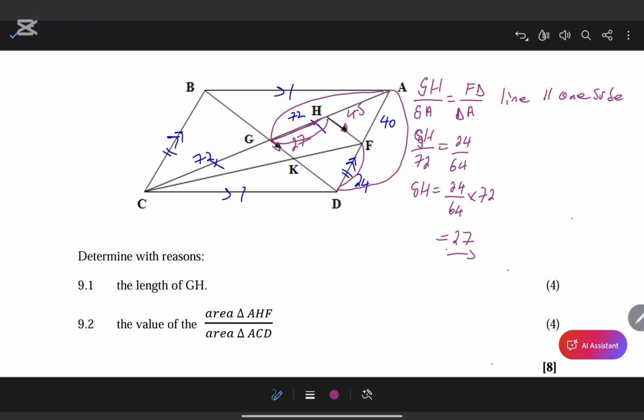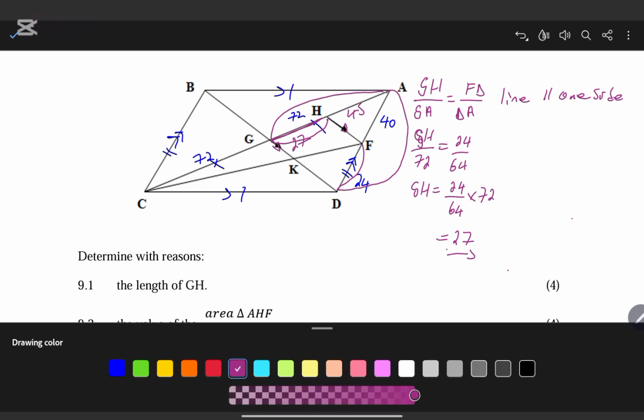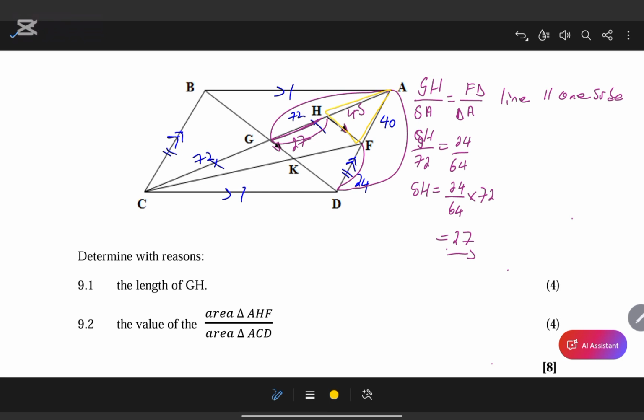Now when you look at 9.2, they want us to find the value of the ratio of the areas of triangles. Well, they say triangle AHF over triangle ACD. So if you look at these triangles, they are sharing an angle. I can easily use the area rule that goes with the trigonometric ratio.